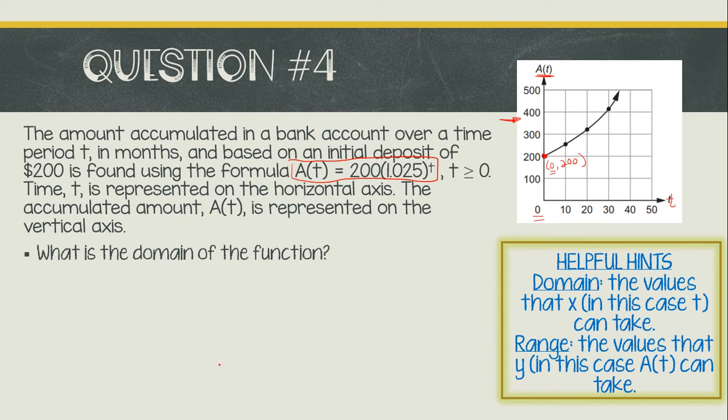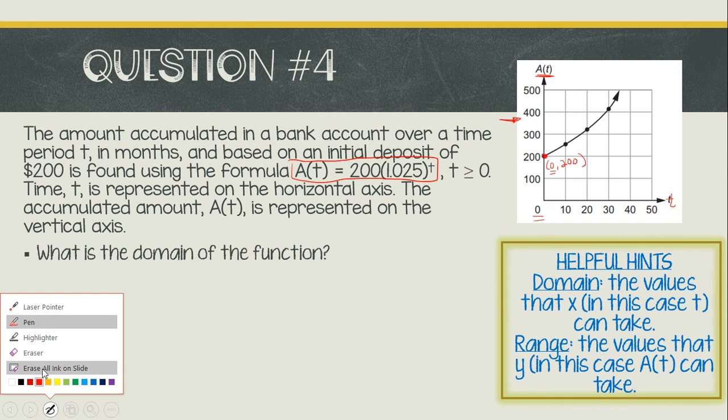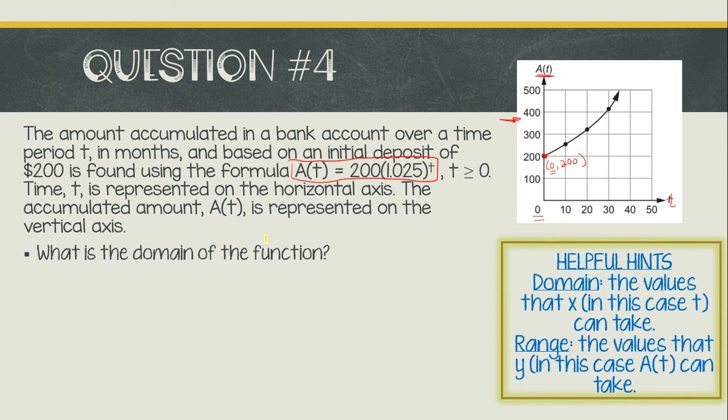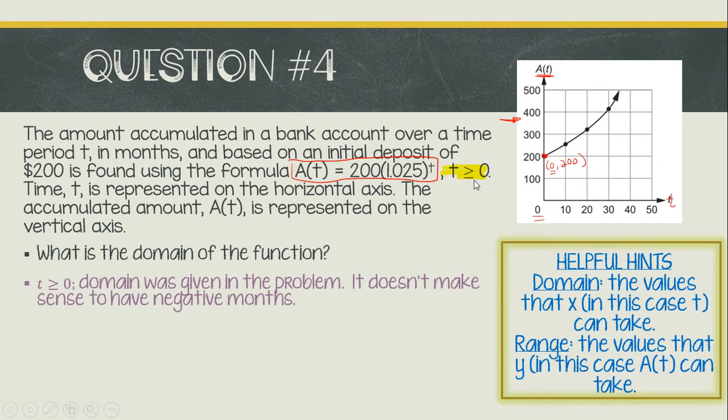It also tells me that right in the problem. It tells me what my domain is, which is super nice. T is greater than or equal to 0. Okay, so the domain was given in this problem. It doesn't make sense also to have negative months since we're talking about the time we've had money in our bank account.